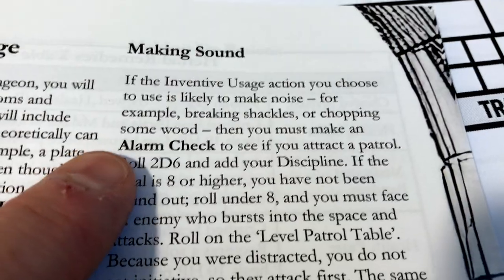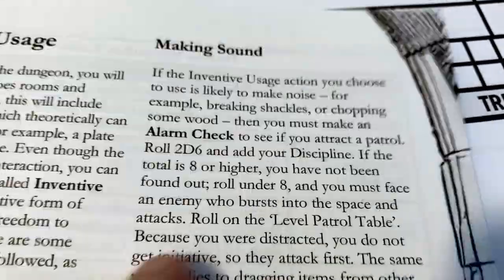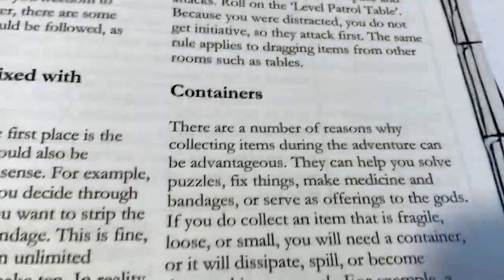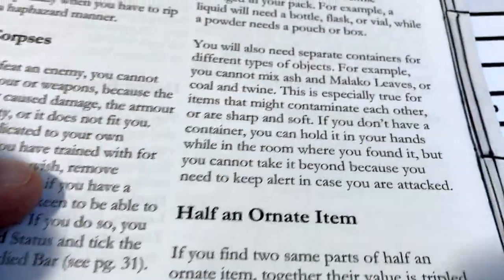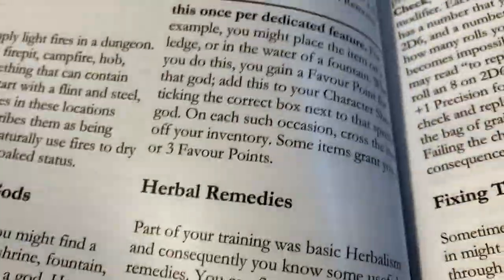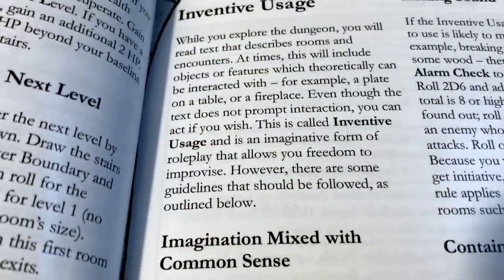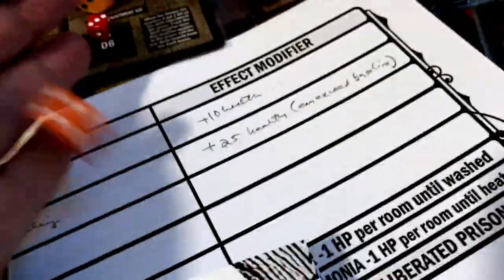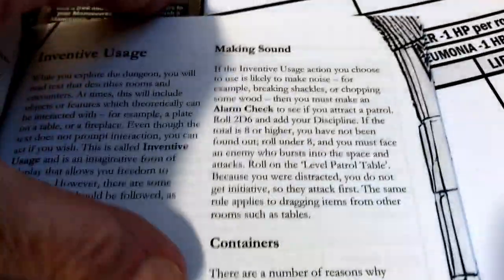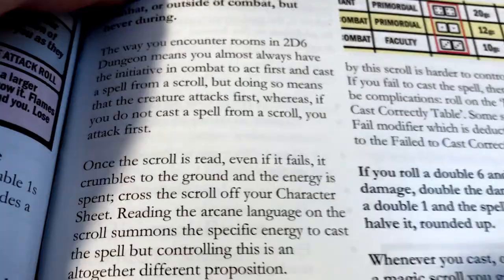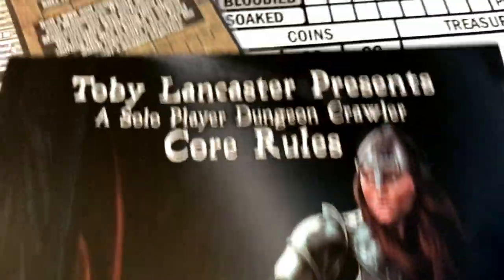Making sounds, so if we're doing something that would cause a sound, we do an alarm check. That makes sense. Containers, it's describing half an ornate item, offerings to the gods, fires, herbal remedies. So the thing is here, there's scrolls on the wall. How many of them are there? Can I just make up that I roll a d6 and there's three scrolls on the wall and I'm going to take them and they're going to turn into these magic scrolls that I now have? That seems maybe a little too easy, but I don't know.